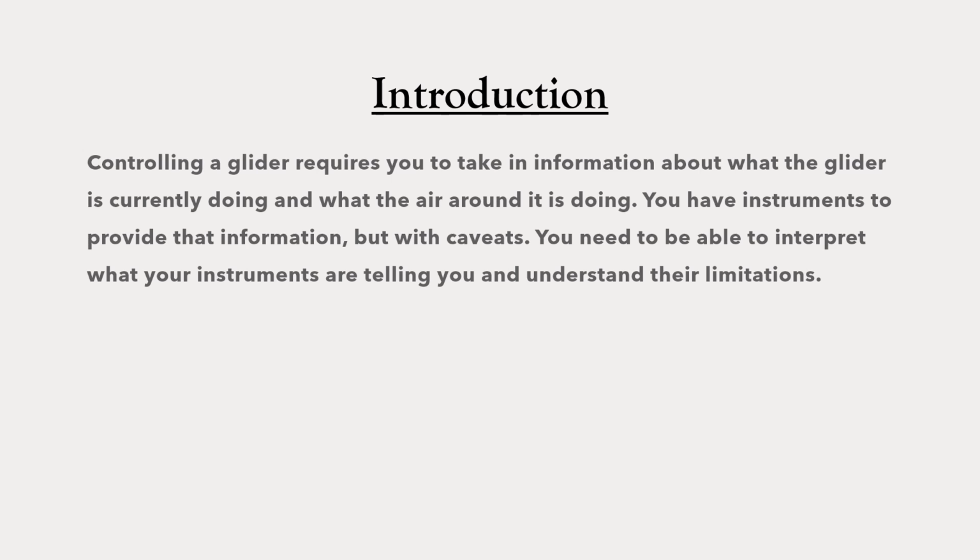So part of controlling a glider is that you need to take in a lot of information about what the glider is doing and what the air around the glider is doing. Most of that information you will get by looking out the window and listening and the feel of the controls, but you also have instruments available that'll provide you information. The instruments all have little characteristics that they're not always telling you exactly what you want to know. So you need to understand how the instruments work so that you can understand what they really are telling you.